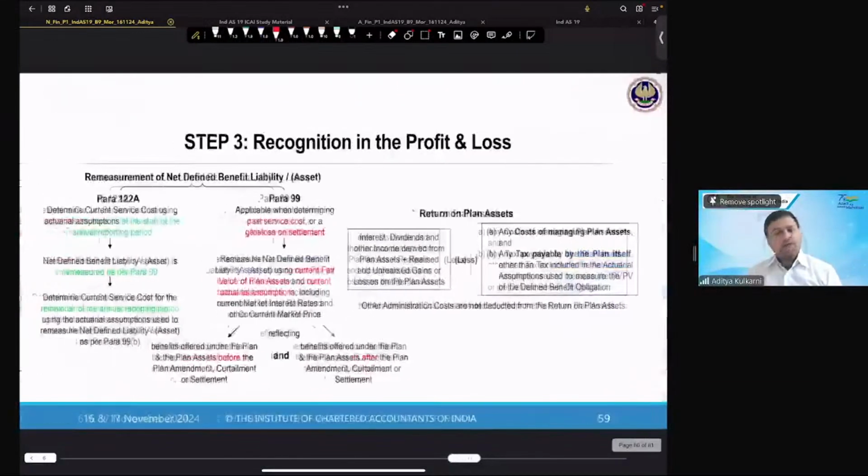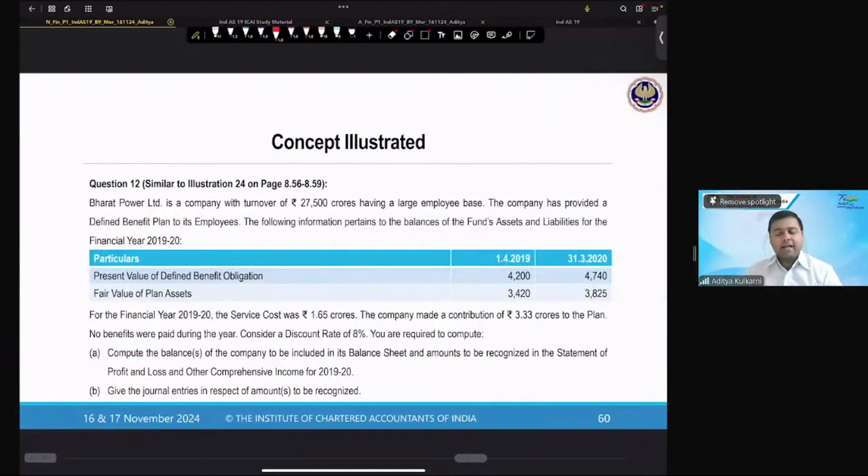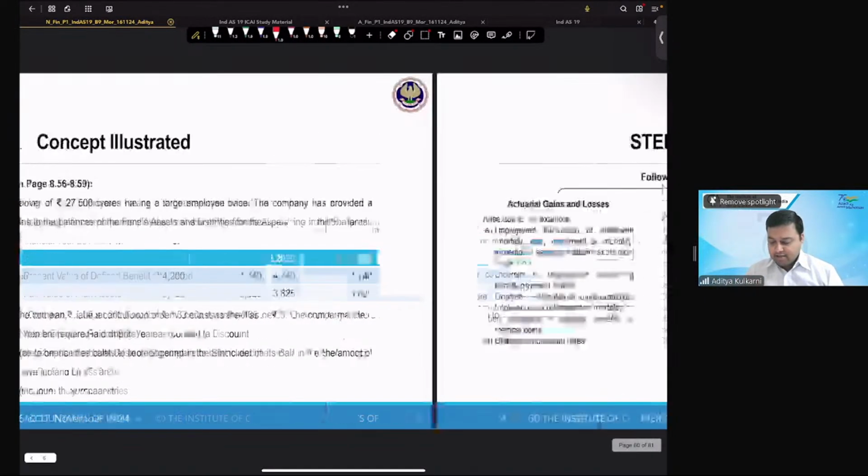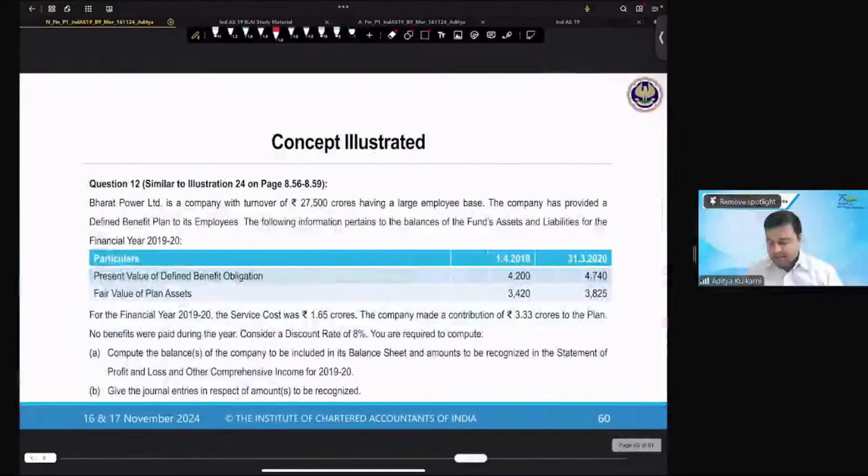But otherwise, have you broadly understood? I'll run you through the questions step by step. But otherwise, is it okay? Yes. Have you understood everything so far?